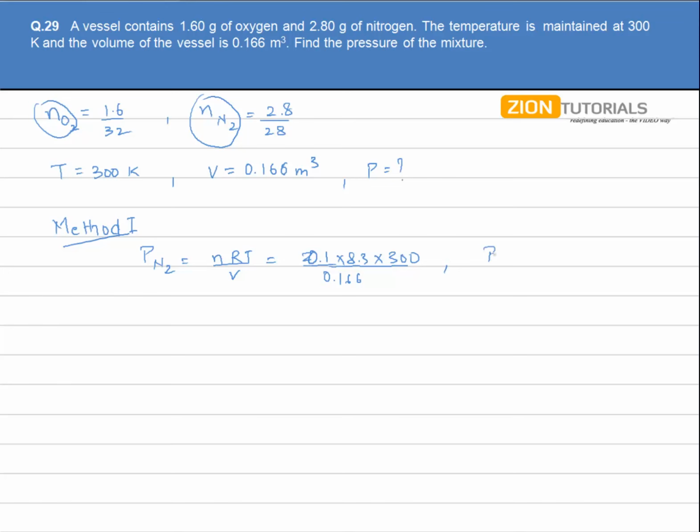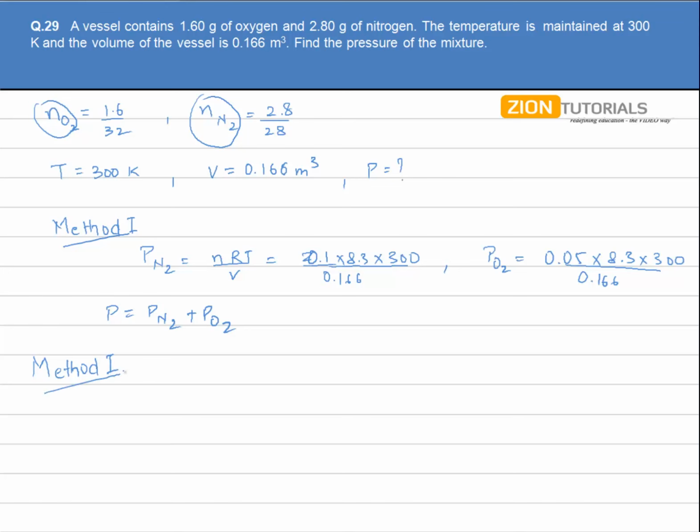Similarly, if I talk about PO2, the pressure due to O2, this would be equal to what? 0.05 into 8.3 into 300 divided by 0.166, right? So if we add, the pressure would be equal to PN2 plus PO2. Now this is one approach, right? The answer will be coming out to be the same.